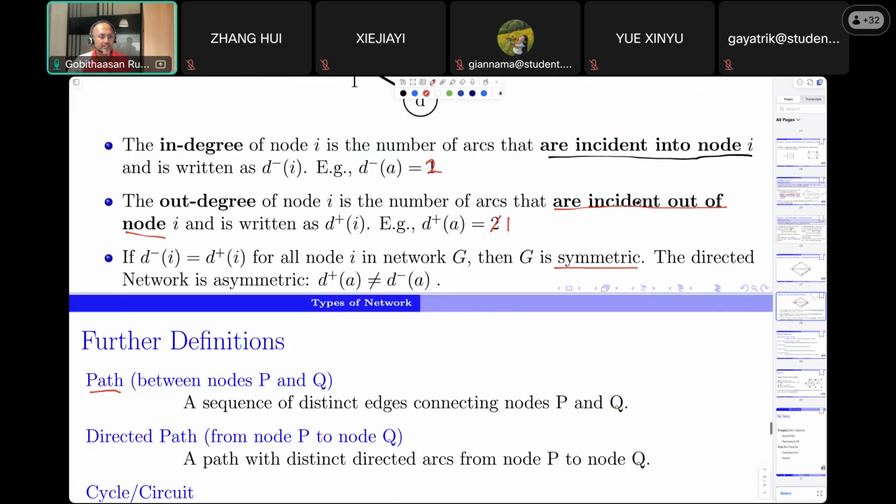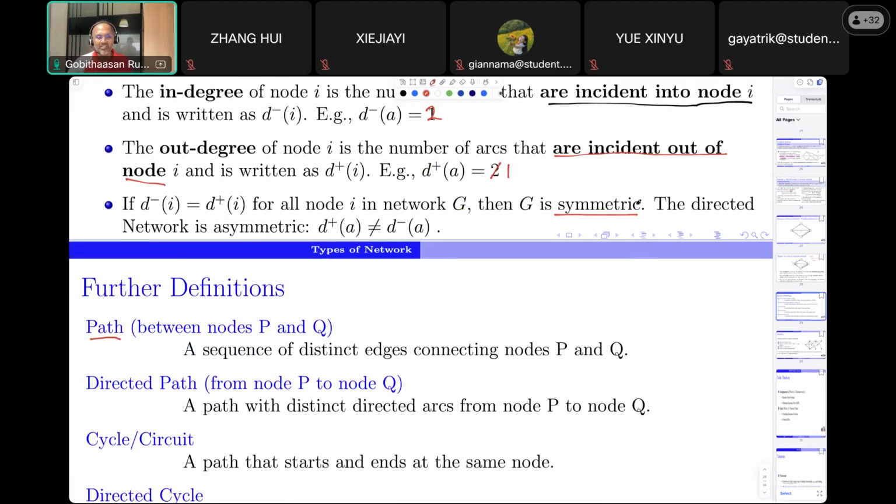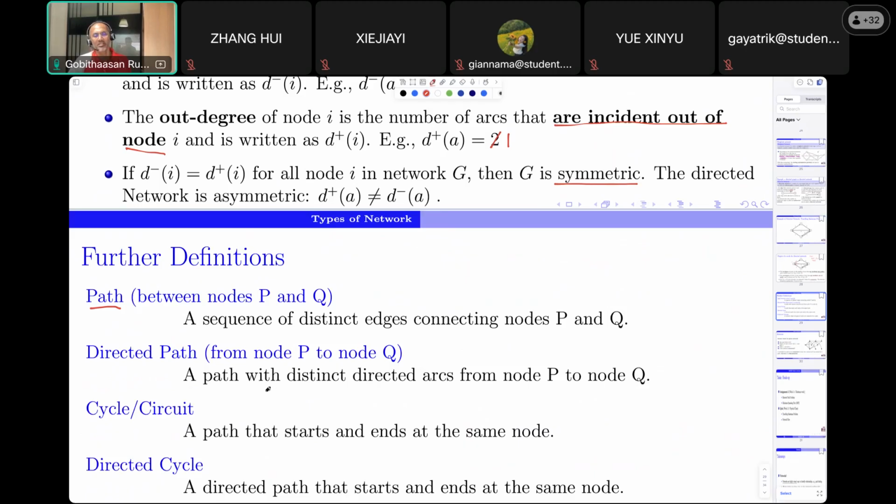Now, next is a directed path. What we did just now is in fact a directed path. Why? Because the network is a directed network. So the definition would be a path with distinct directed arcs from node P to node Q is a directed path. Okay, so just now what we did is actually a directed path. Why? Because the network has a direction.